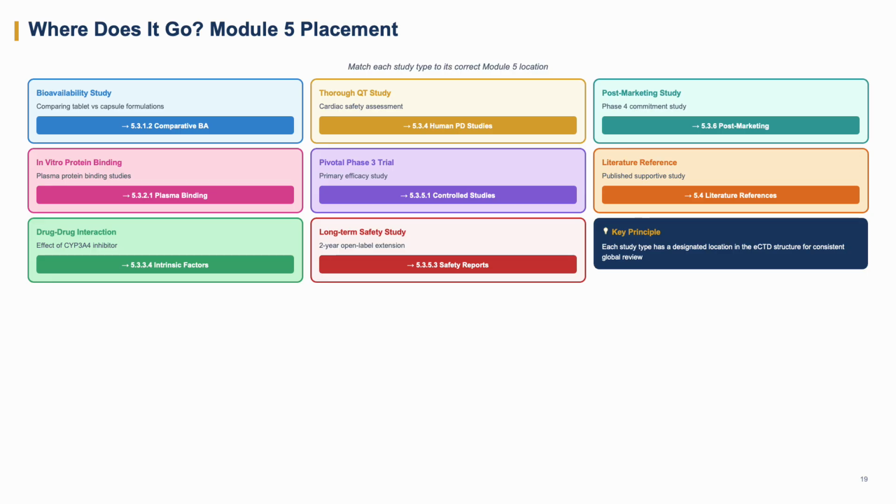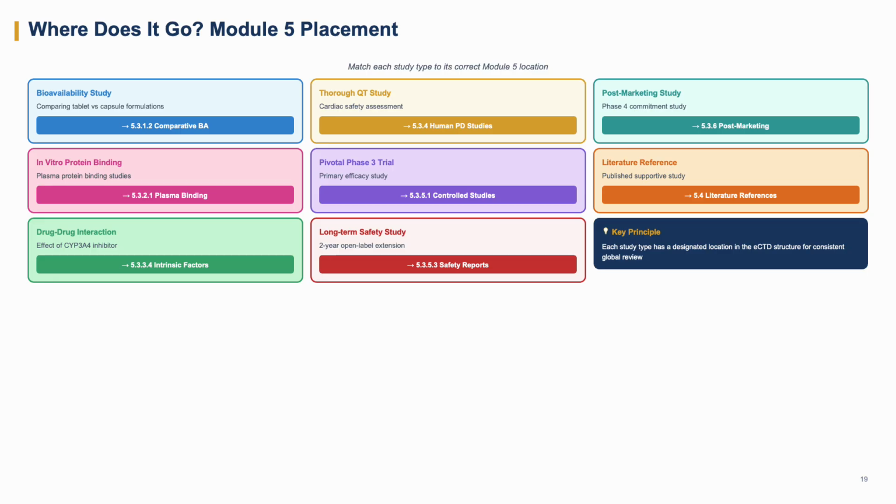Drug-drug interaction studies, like evaluating the effect of a CYP3A4 inhibitor, go in 5.3.3.4, extrinsic factor PK studies. A thorough QT study for cardiac safety assessment goes in 5.3.4, human PD studies. Even though it's a safety study, the QT study is measuring a pharmacodynamic effect. Your pivotal Phase 3 efficacy trial goes in 5.3.5.1, controlled clinical studies pertinent to the claimed indication.